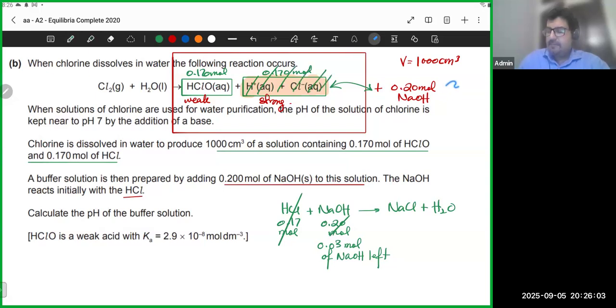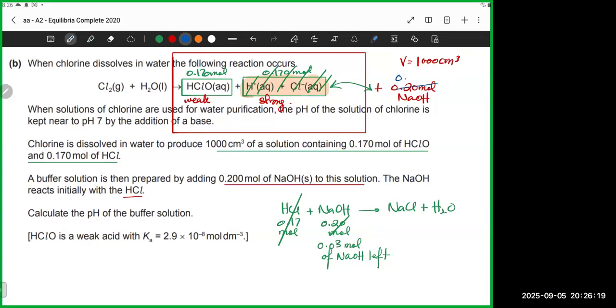So is this clear that 0.2 moles of NaOH were added? So all the 0.17 moles of HCl is used up. But there is still 0.03 moles of NaOH left after the reaction. Get it? Yes, sir. Yes.